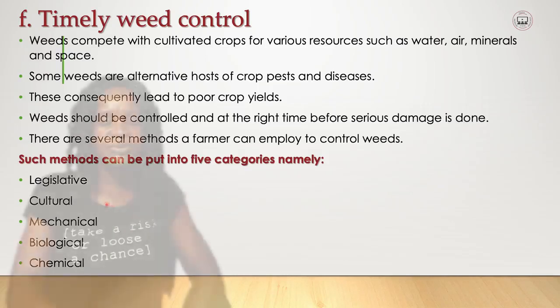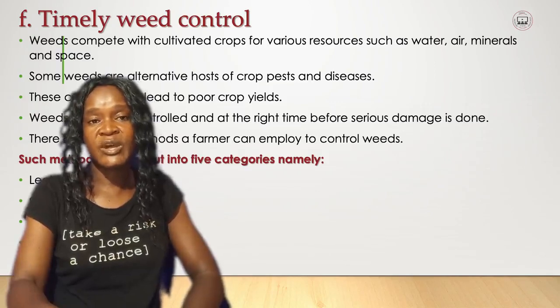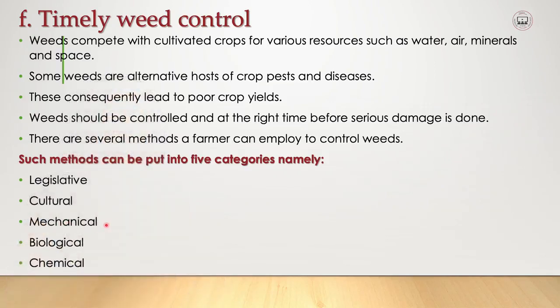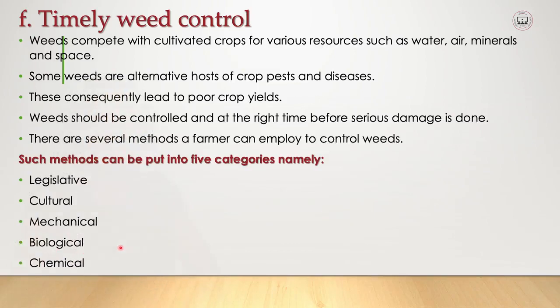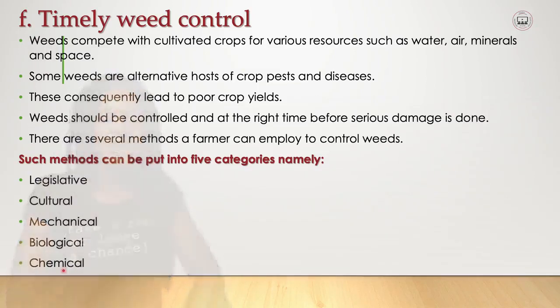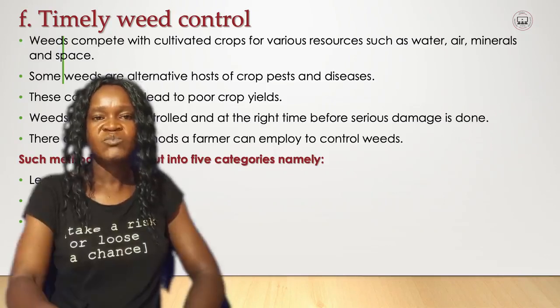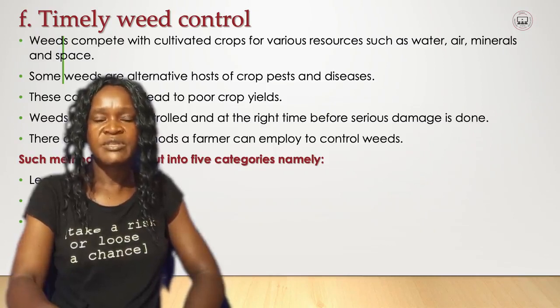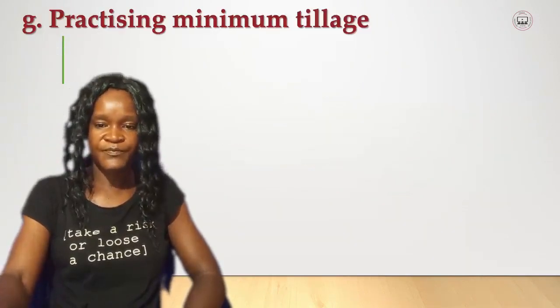Cultural, you just use the normal crop husbandry practices which will eliminate some of the weeds. Mechanical, you use the machines to remove the weeds. Biological, you use living things or living organisms to get rid of the weeds. While on the chemical, you use, for example, the herbicides. We're talking of the agricultural chemicals. You use the herbicides to eliminate the weeds.